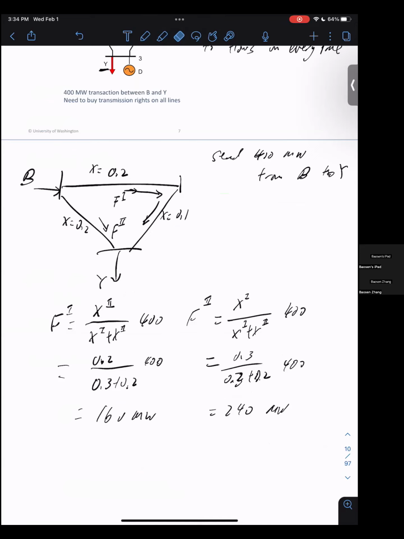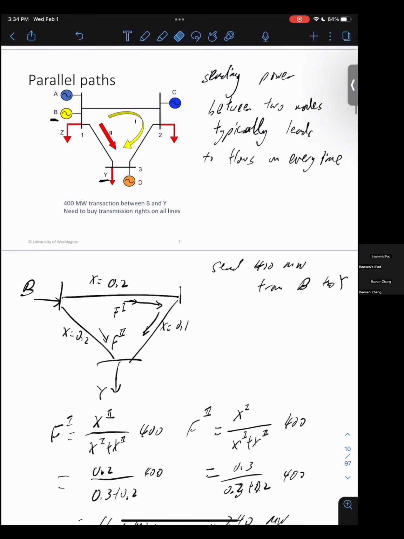Back to this, right? So this is flowing from B to Y. You get this flow. So also from the notation, B to Y. Why is this called B to Y? Because that's what your book wants to use. For some reason, the book just uses this shorthand for nodes. So we're following that convention.